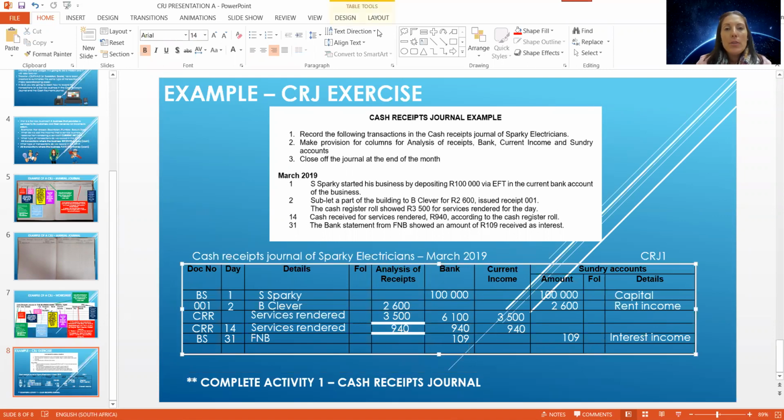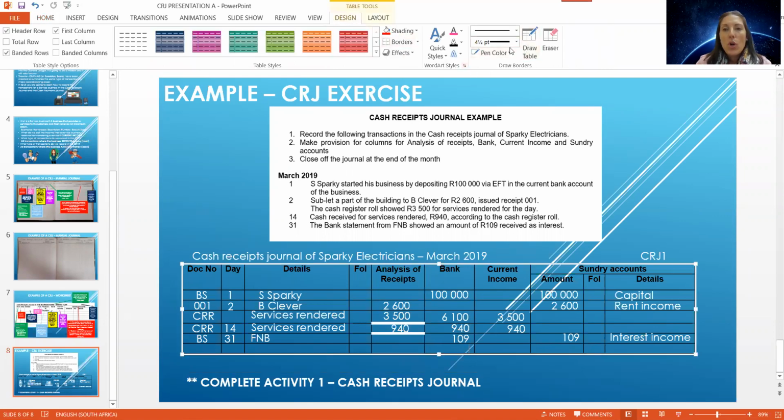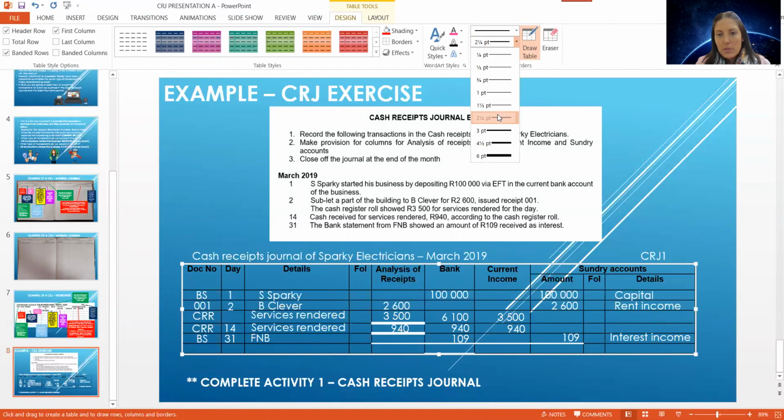Okay, so what do we do at the end of the month? We draw column totals. I just want to make them a little bit thinner, to get totals. You can draw a line there, but we never total there. Right, okay, so now we can add up.